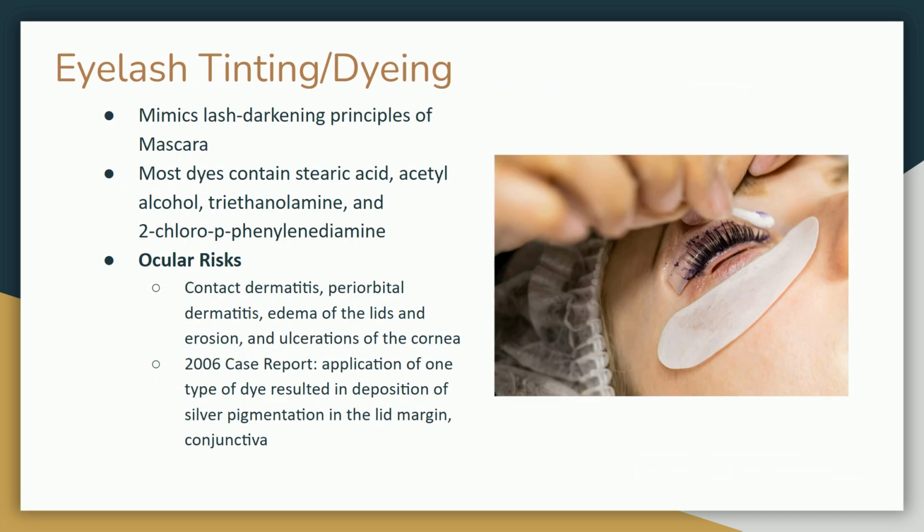And then the last one I'm going to talk about is eyelash tinting or dyeing. This can be done by yourself. It can be done over the counter, but most of the time people go to an esthetician to do it. A lot of people prefer this because it mimics the eyelash darkening principle of mascara. But the concern is most dyes do contain many chemicals.